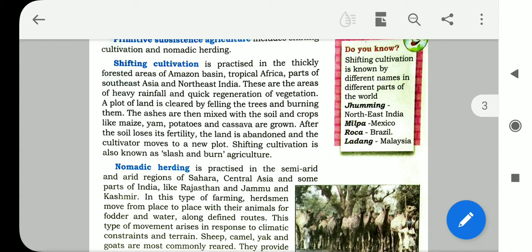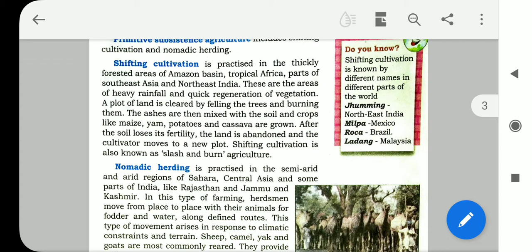This shifting cultivation or slash and burn cultivation is known by different names in different places. In Northeast India, it is known as jhum. In Mexico, it is known as milpa. In Brazil, it is known as roca. And in Malaysia, it is known as ladang.